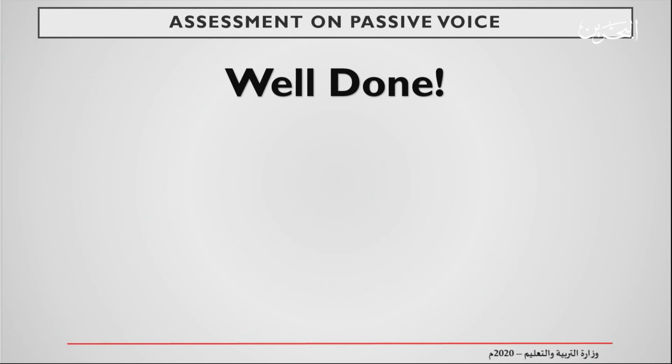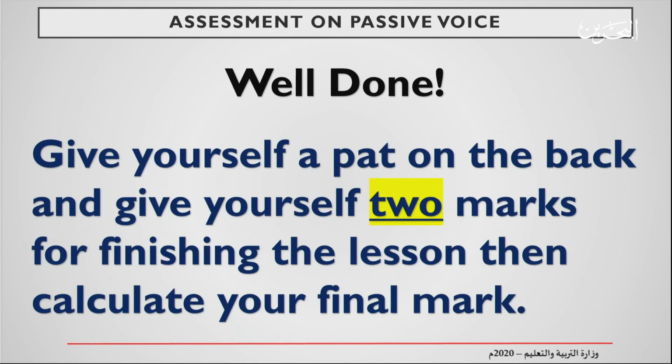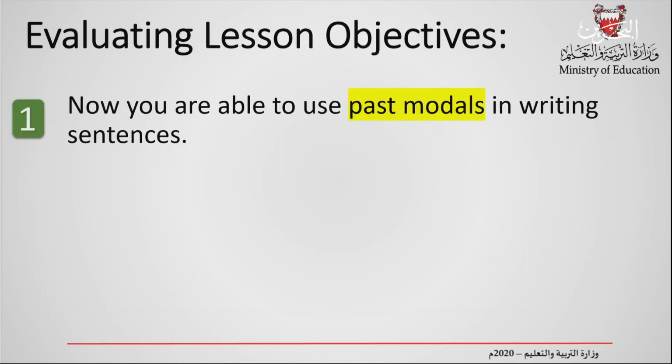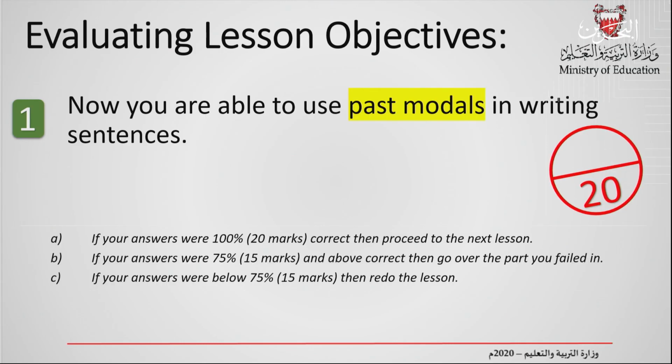Well done. Give yourself a pat on the back for finishing the lesson, plus 2 marks, and calculate your final mark. Evaluating lesson objectives. Now you are able to use past modals in writing sentences, and you have a mark of 20. If you have 100% correct answers, that means 20 marks, then you can proceed to the next lesson.